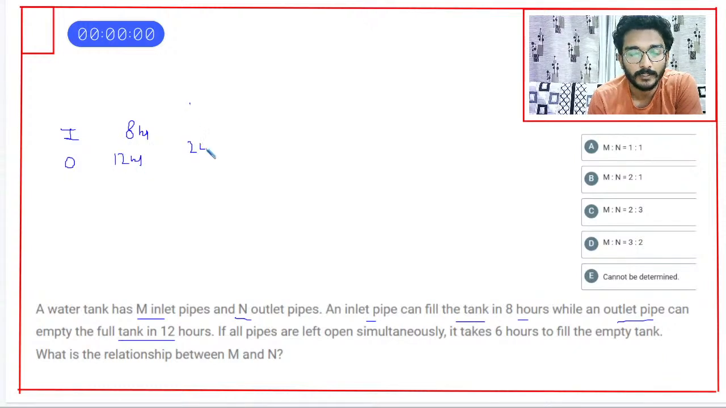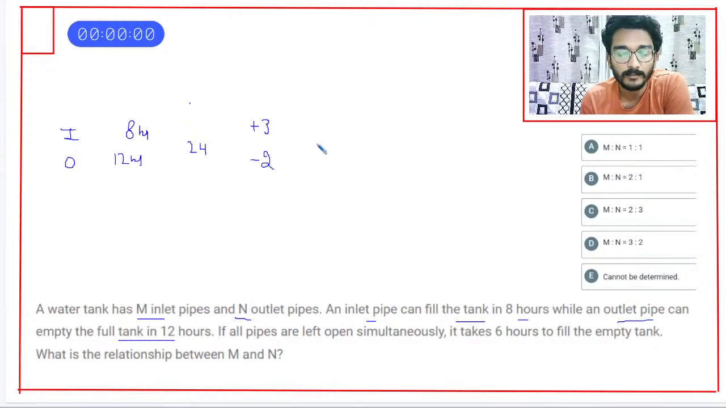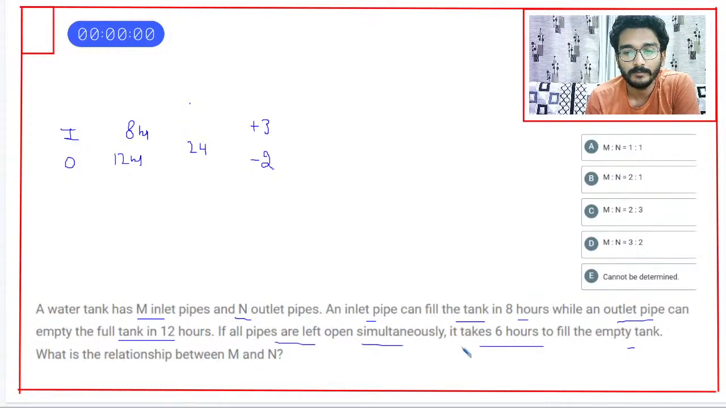LCM is 24, right? It is plus 3, it is minus 2. Plus is for filling, minus is for emptying. If all the pipes are left open simultaneously, it takes 6 hours to fill the empty tank. To fill the empty tank, 6 hours will be taken.